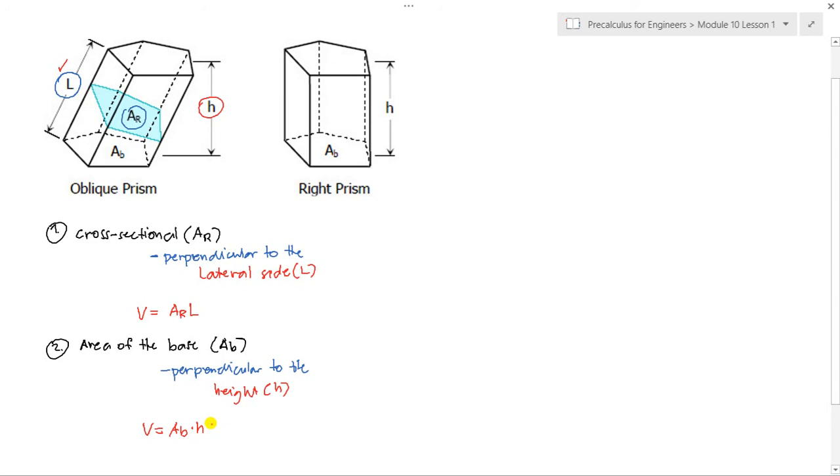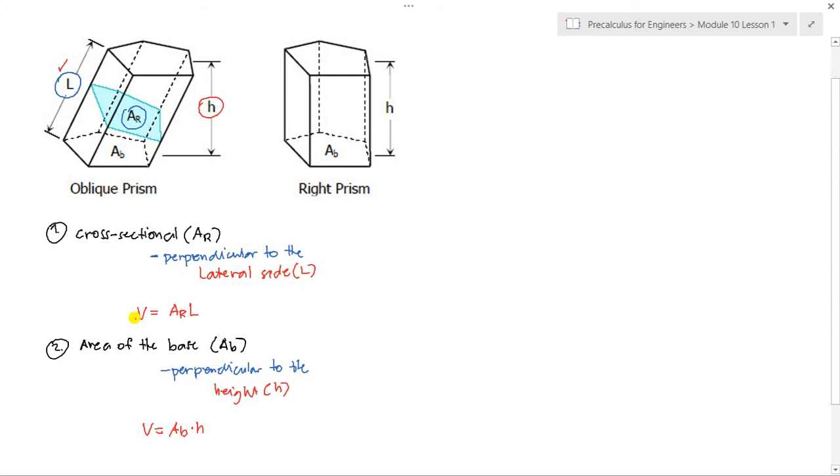So, area of the base times the height. Again, para di ka maglibog, ayaw ni sila interchange. Basin og nagamit ka og cross-sectional area, then pag imong gimultiply nga height is kaning H, not the lateral, so wrong na ka. So, kailangan i-paired ni mo. Si cross-sectional area should be paired only with the lateral height or the length of the lateral side, and then the area of the base should be paired only to the height.